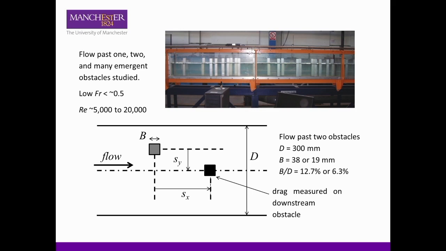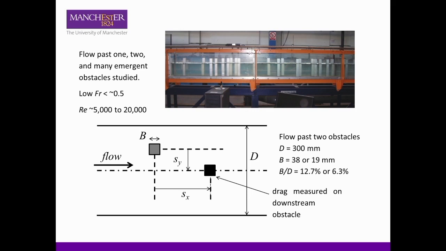And we're thinking here of things like flow past vegetation as well as flow past structures that you might make. There are a number of reasons for that, which I'll come on to in a bit. But as I say, we're using square-shaped obstacles, low Froude numbers, and Reynolds numbers, based on the speed of the flow and the size of the obstacles, in the range of about 5 to 20,000. And two sizes of obstacles, 38 or 19 millimeters, or 1.5 and 3/4 inches.